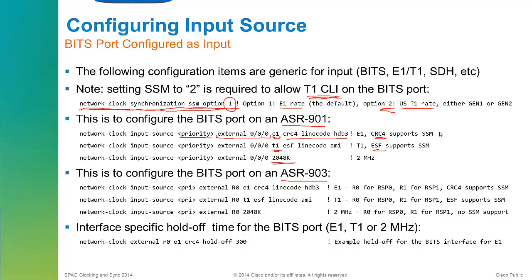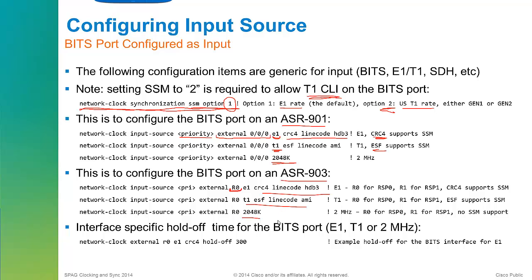So there's your options: E1, T1, and 2 megahertz. Pretty similar on the ASR 903. On the 903 though, instead of calling it an external 000, we call it R0 or R1. The reason for this is because we have two inputs. On the 903 we have two route switch processors, two RSPs, and what this means is that you can define the inputs on one RSP or the other or both. So R0 is the RSP in slot 0 and R1 is the RSP in slot 1. Similarly, you can define your line codes, same with the T1, and then also if you require 2048.